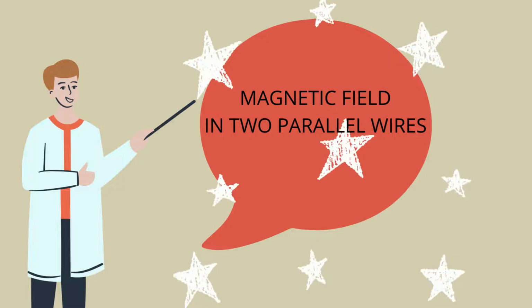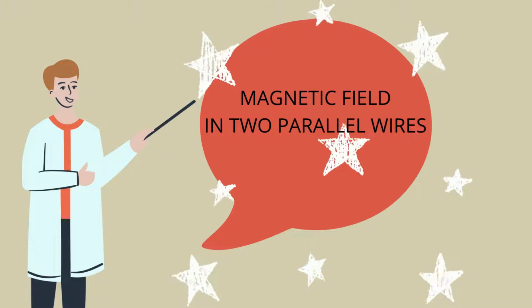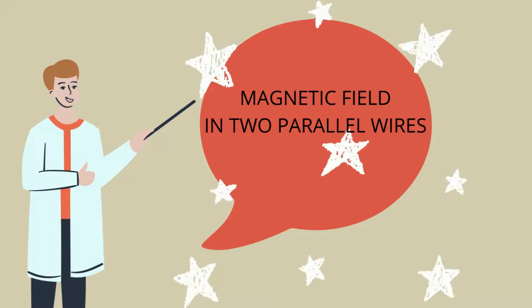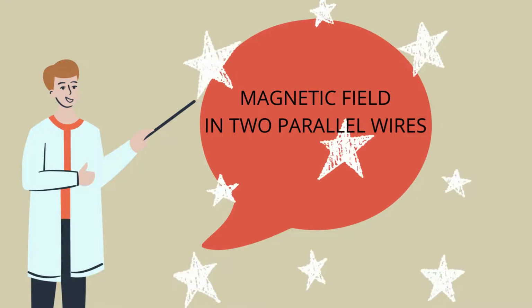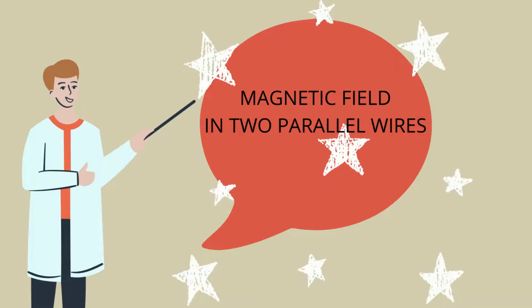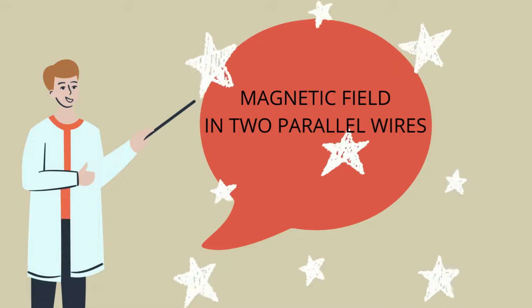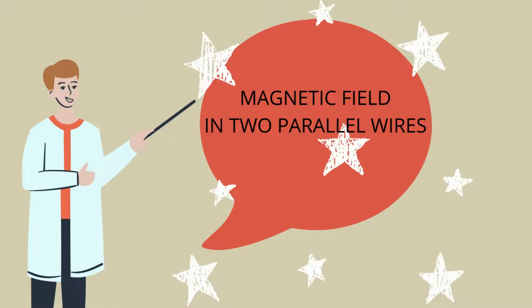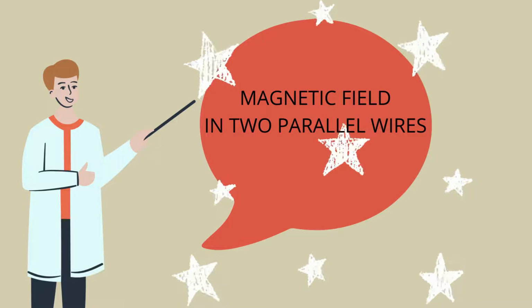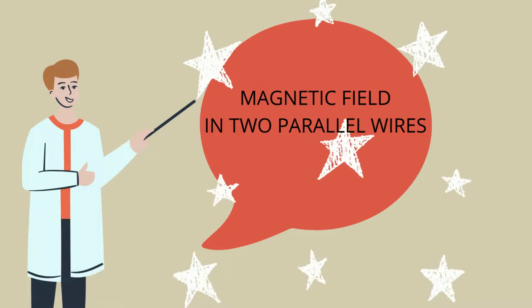The second subtopic is magnetic field in two parallel wires. In this subtopic, we will learn how to determine the magnetic field if there are two wires, and how to calculate the force on the wire that will be produced.